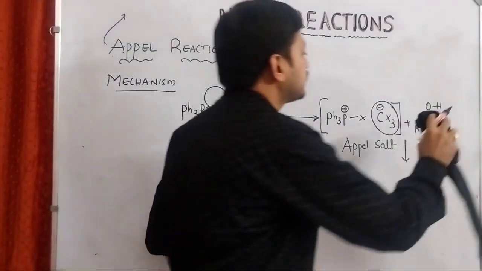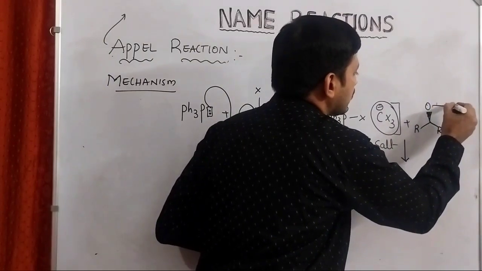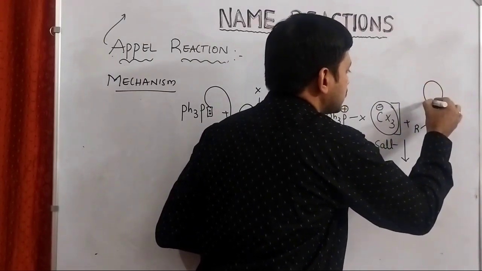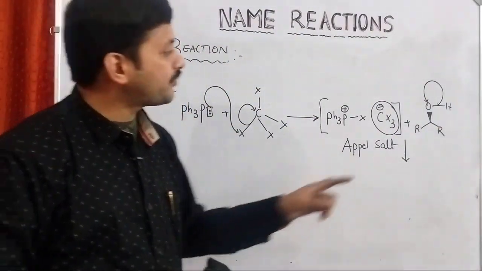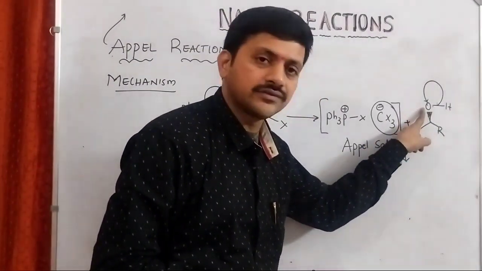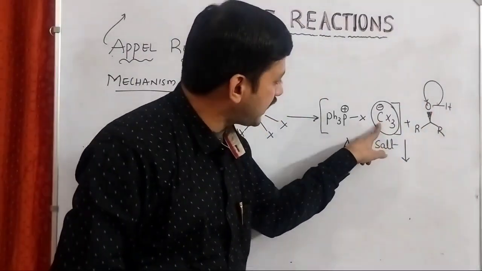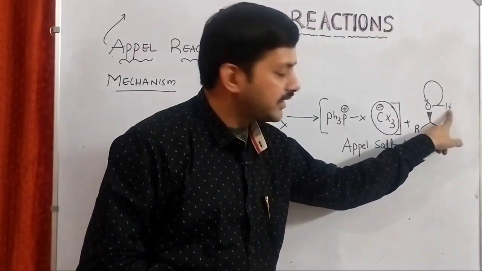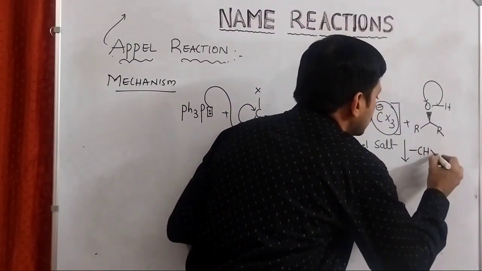That's why, whatever the OH group we are having here, this single bonding electrons move towards the oxygen atom. Thereby oxygen will take a negative charge. The hydrogen is having a positive charge. CX3 minus and H plus are removed in the form of what? CHX3.